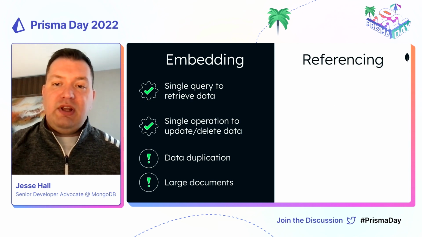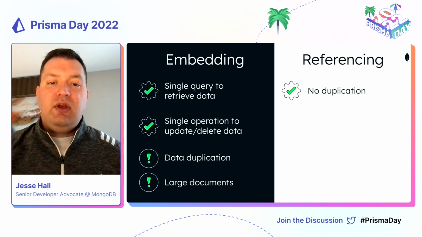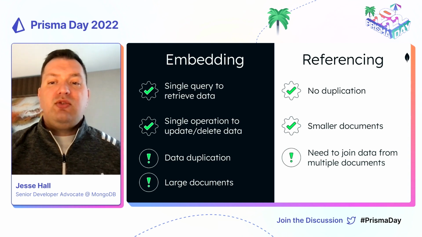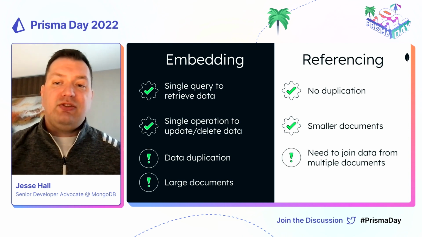So with referencing, there is no data duplication. You'll also likely have smaller documents, but you'll need to join data from multiple documents, which will decrease performance because of the extra resources needed.